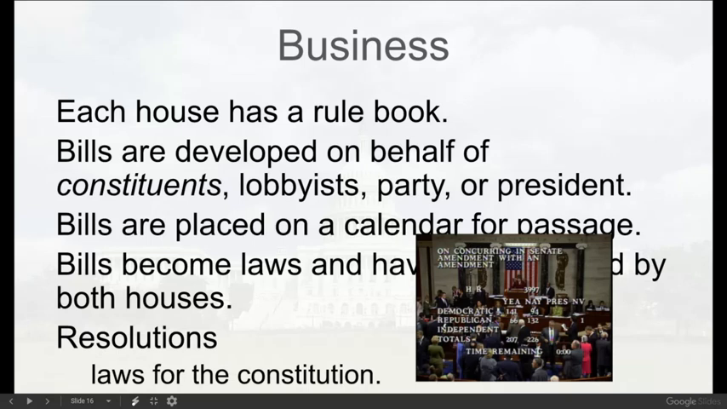Congress can also pass what are called resolutions, which are laws related to the Constitution. And they can also make declarations. And some of those things, of course, don't actually need the President of the United States.